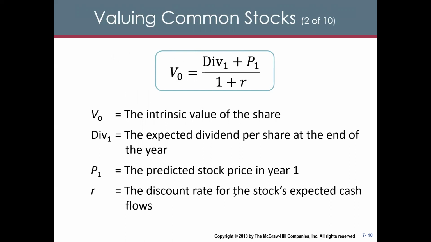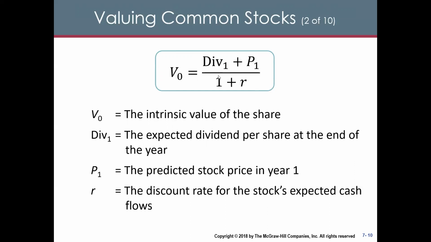We also predict the stock price to be P1 at the end of year 1. And the discount rate for this stock is R. So we know the future price in year 1, and the future cash flow we are going to receive, which is the dividend in year 1 plus the stock price.